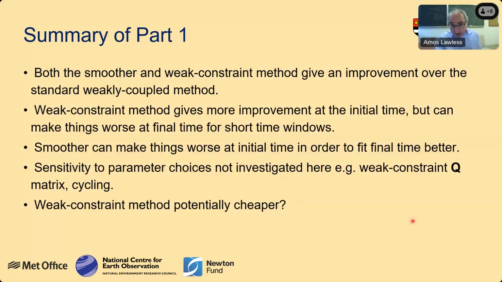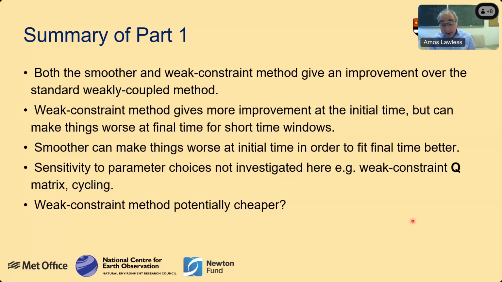Now, of course, I've not tried the sensitivity if we had observations earlier in the window, for example. What we've not done here is the sensitivity to different parameter choices. For example, in the weak constraint case, we need to specify the model error Q. I just did it as a scalar multiple of the identity here, and in this case, we've not shown any cycling and how that works.